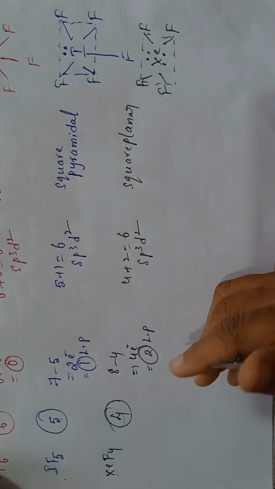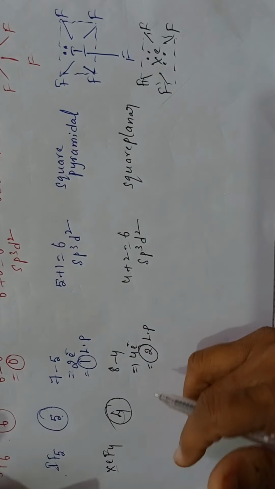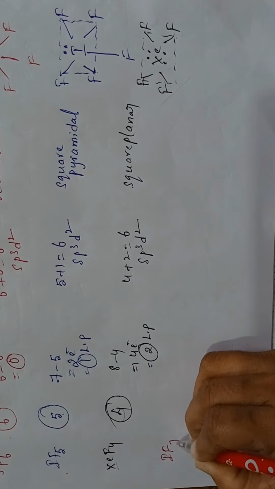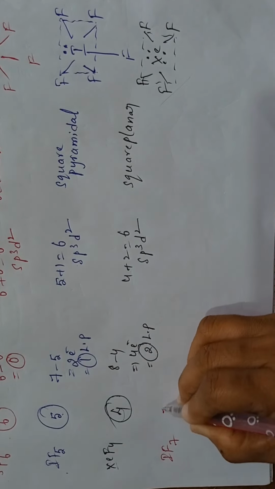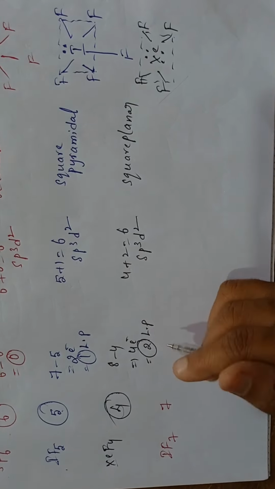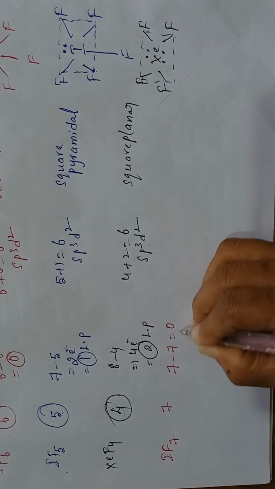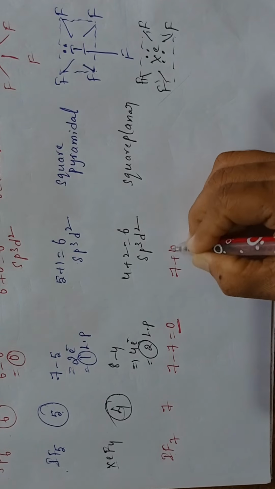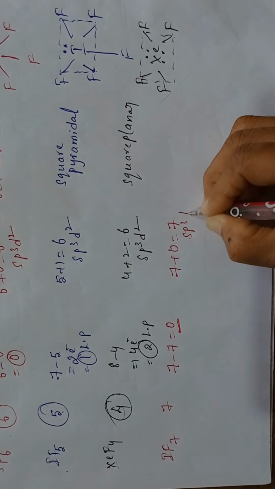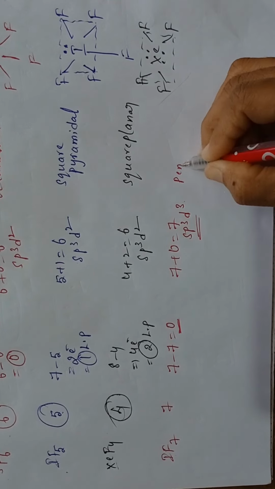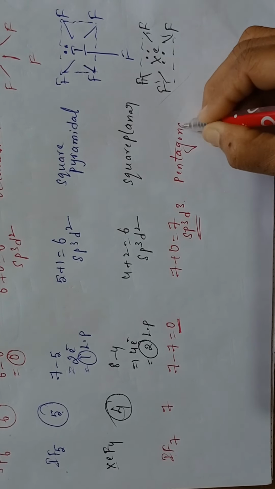Now I am going to discuss the sp3d3 hybridization model, students. IF7, I am taking the example. How many fluorines attached? 7 bond pairs. Now coming to the lone pairs, iodine is a 17th group element. 7 minus 7, 0 lone pairs. 7 plus 0 is equal to 7. sp3d3 hybridization is pentagonal bipyramidal shape.